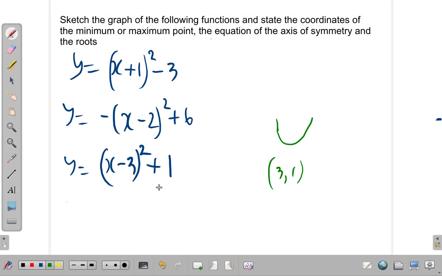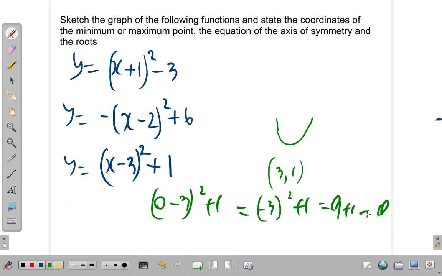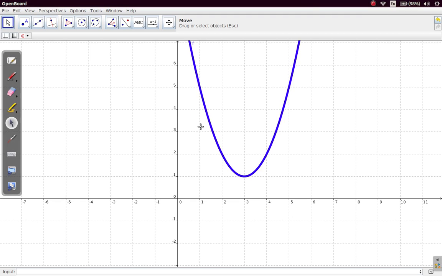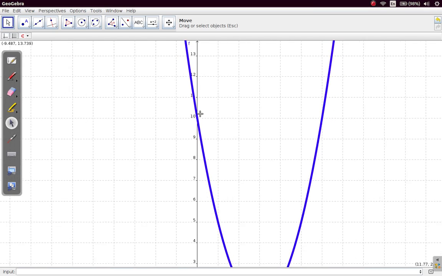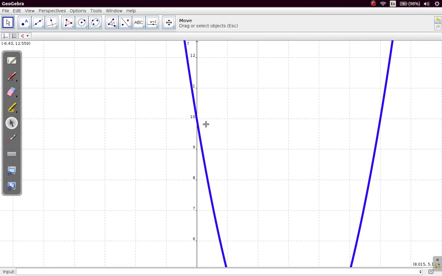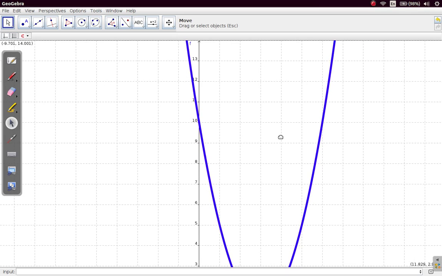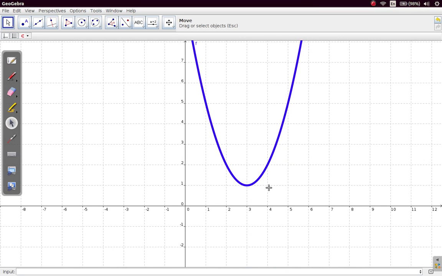When x is 0, that's where it cuts the y-axis. So 0 minus 3 all squared plus 1 is negative 3 squared plus 1, which is 9 plus 1, which is 10. So it should cut the y-axis at 10. Let's see if that really is the case. Alright, we see that it intersects the y-axis at 10. It has no roots because it did not intersect the x-axis.